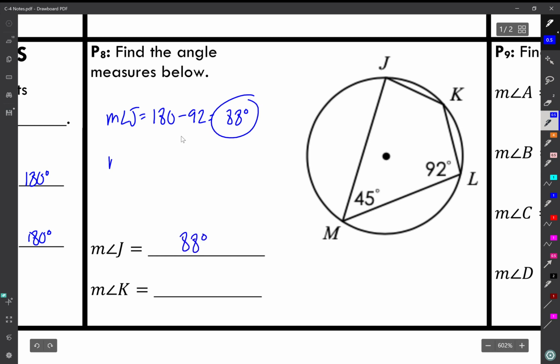Same thing with finding K. We'll do 180 minus 45 this time. This will give me 135. So this is honestly the best way to do these, through supplementary angles and all like that. Okay, so that's it for that one.